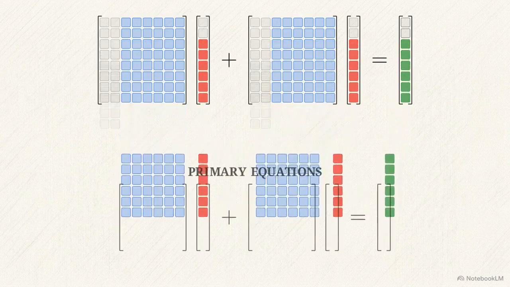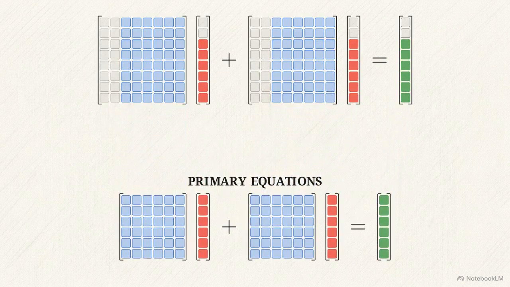We physically extract these active rows to form a completely independent mathematical system. This newly extracted 6x6 block forms our primary equations. These equations are strictly solvable. Using numerical techniques, we calculate the time response for the unknown displacements and slopes.